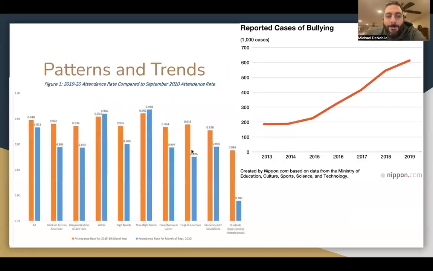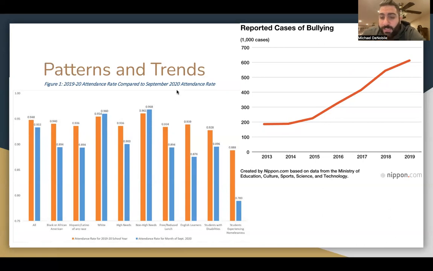So what's the point in looking at data? Well, we're going to be looking for patterns and trends. This is the reason why we analyze data. The reason why we analyze it is because we want to see over time, are we seeing improvement or the other way? So, for example, these are attendance rates from 2019 to 2020 compared to September 2020.